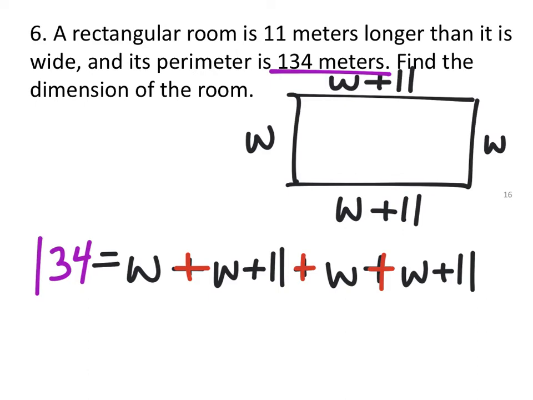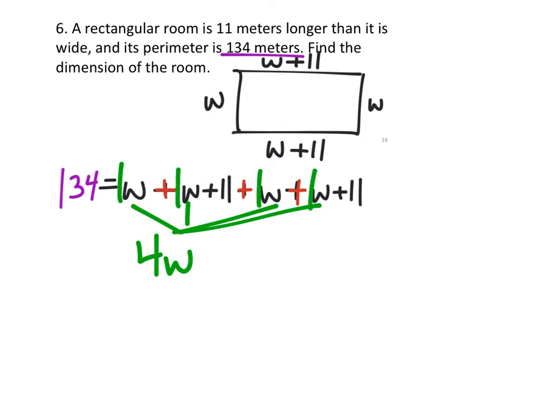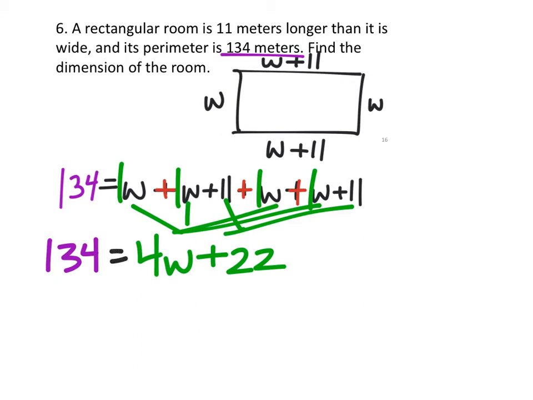So, well, yeah, a little bit more space on this would be good. So let's combine some W's here. 1, 2, 3, 4 W's. And again, if you like to see those phantom 1 coefficients, that's good as well. But I also have some 11s that I can combine to make that plus 22.